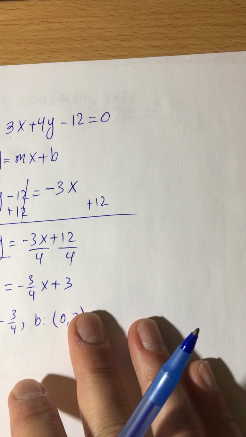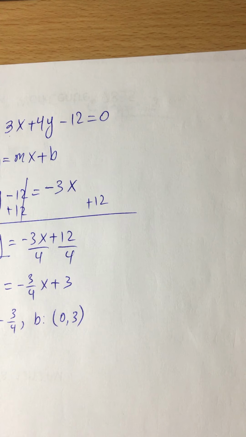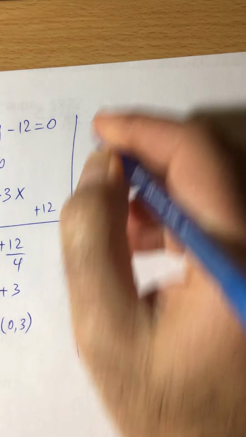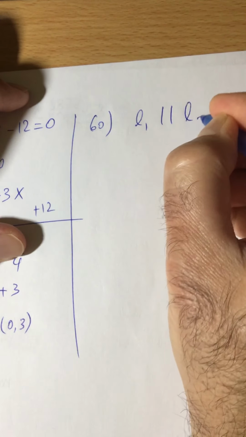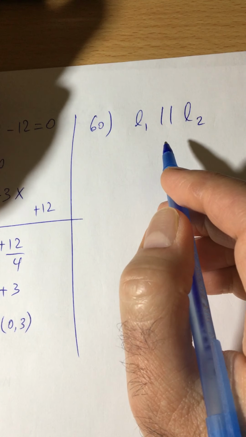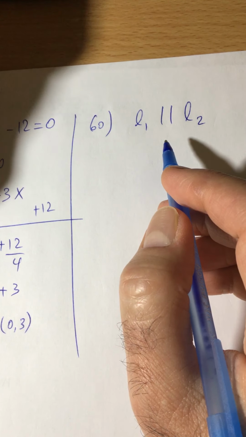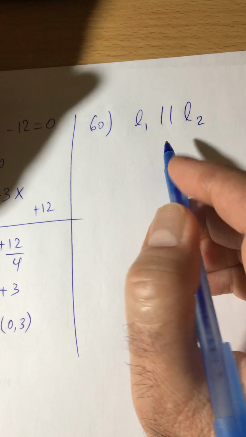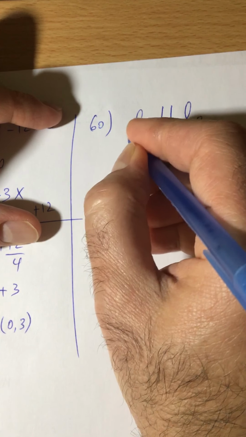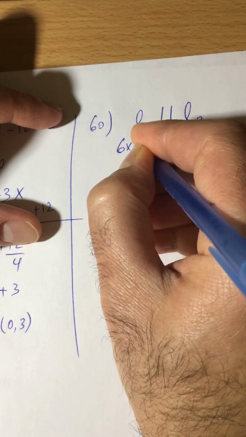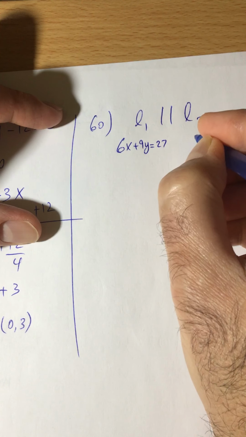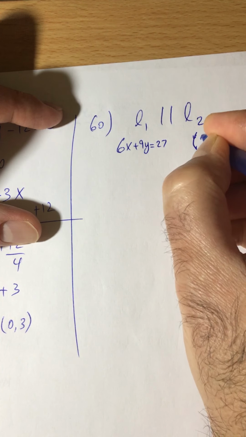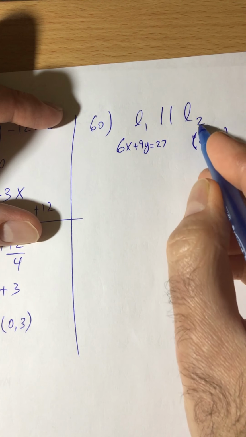All right, so number 60, yes. We have 2 lines that are parallel to each other. So this is number 60. We have 2 lines, line 1 and line 2, they're parallel to each other. Okay, so line 1, we have the equation, and line 2, we have the y-intercept. And we want to find the equation of line 2.